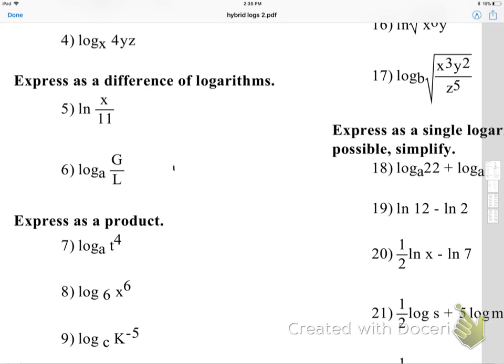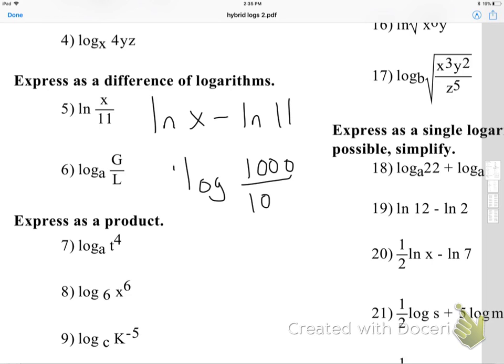Okay, and again, so this is just log of x. Oh, it's ln. Sorry, it's ln. That's why there's no base. Remember, that's base e. So ln of x minus ln of 11. And there you go. If you proved it with numbers, I'll do log to base 10 again. Log of 1,000 over 100.